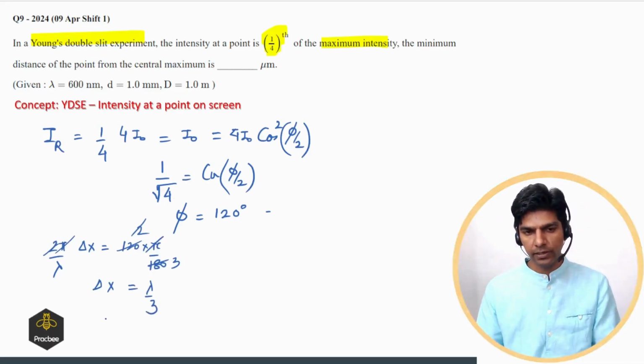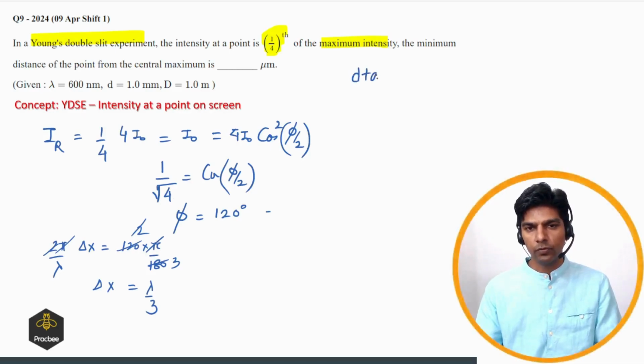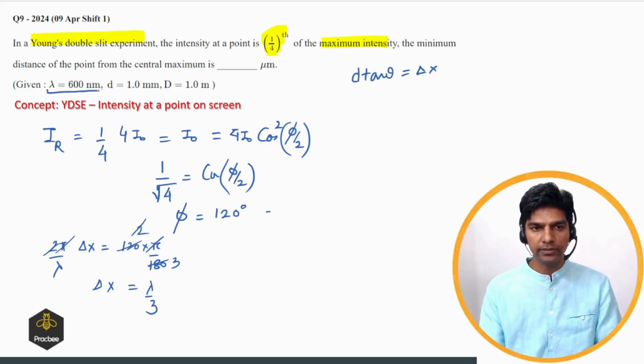Okay, so we got delta x. Now we can use the d tan theta formula for the path length difference. So I'm assuming both the assumptions are valid in this case, and it is clearly mentioned lambda is 600, d is 1 millimeter, capital D is 1 meter.